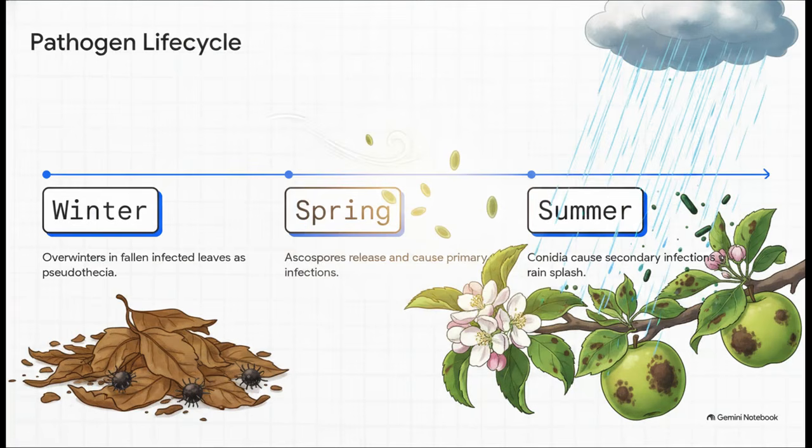Think of this pathogen's life cycle like an ongoing, high-stakes game of hide-and-seek. Over the winter, the fungus hides out in fallen leaves on the orchard floor. Then, in the spring, it launches a primary attack by shooting ascospores right into the wind, which land on your newly emerging leaves. Once it's established, it enters its summer phase, spreading rapidly via conidiospores that just get splashed all over the tree by the rain, kicking off secondary infections all season long.